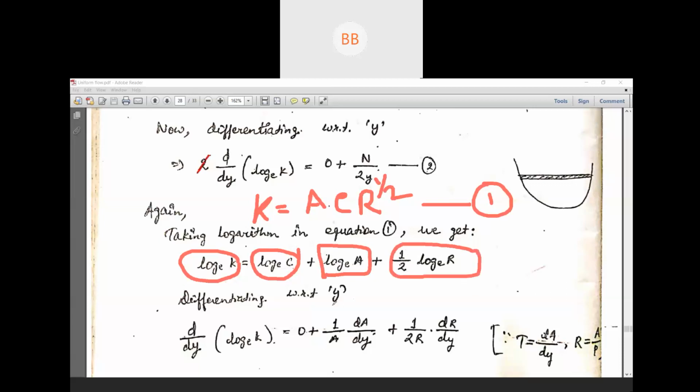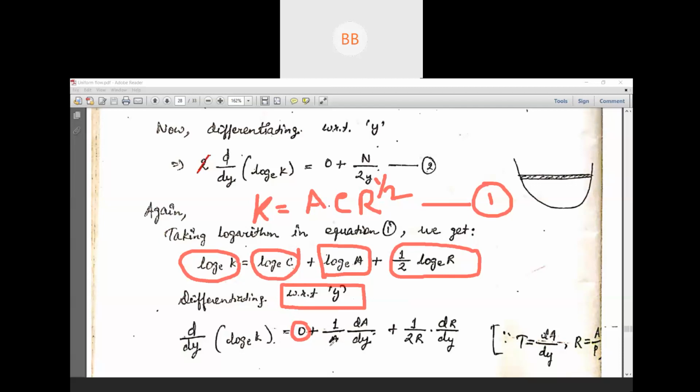So now we have to differentiate with respect to y. It will be d by dy log e k is equal to, c is nothing but a constant, so that is why it will be 0. Differentiating log a gives 1 by a.